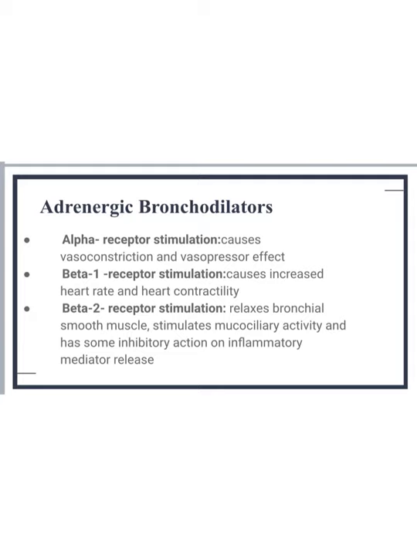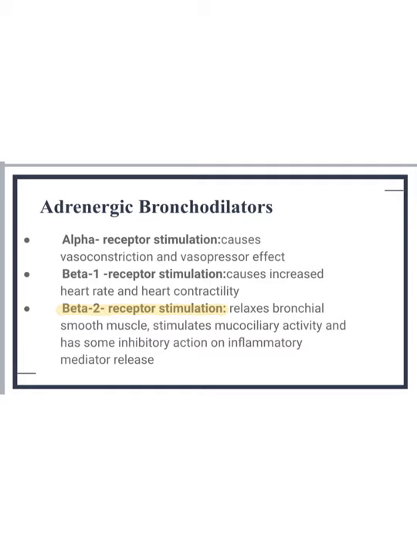So the ones that we are concerned for right now in our class is going to be beta 2 receptor stimulation. And this is what's going to give us those desired bronchodilation effects. Because remember, fight or flight, if we're running away from a bear and we need to take big, deep breaths, we want our airways as open as we can so that oxygen can get to the tissues. So beta 2 is going to relax the smooth muscle around the airways. And it's going to also increase mucociliary activity. And it does have some inhibitory action on inflammation release, mediator release.